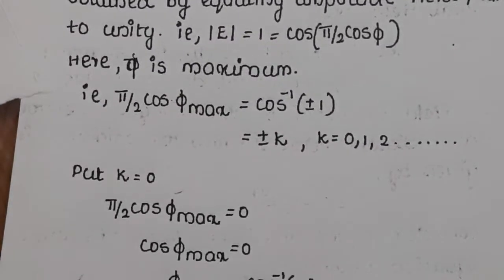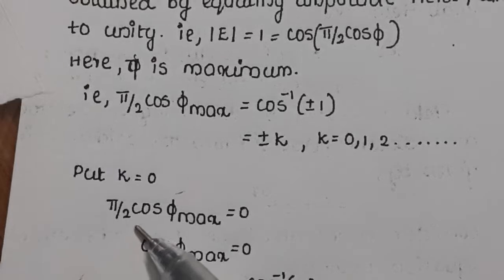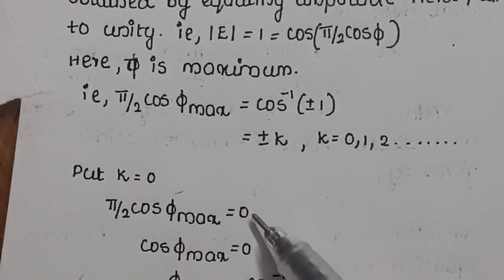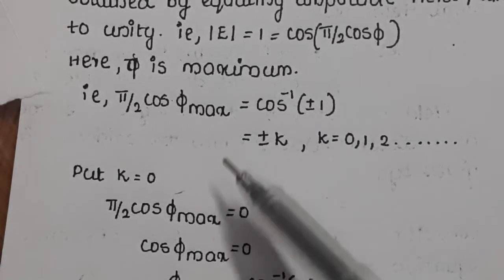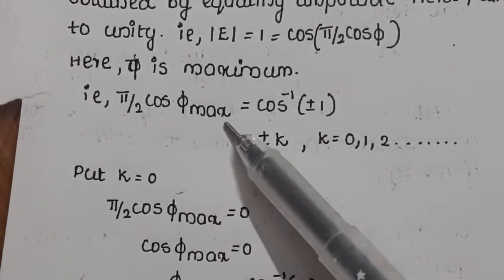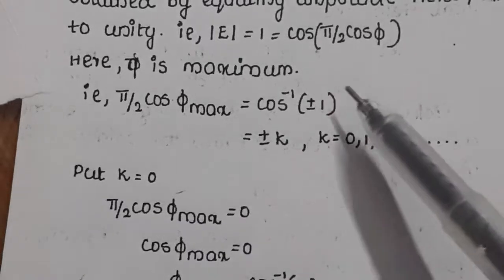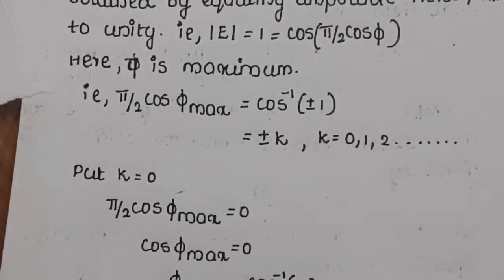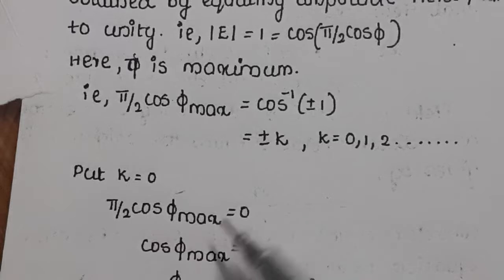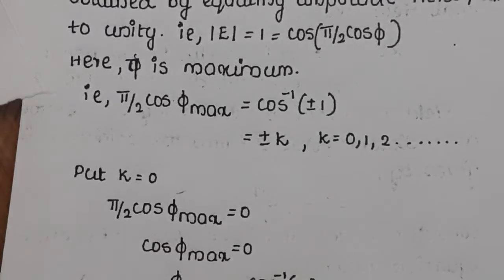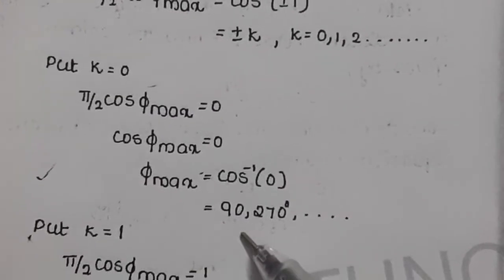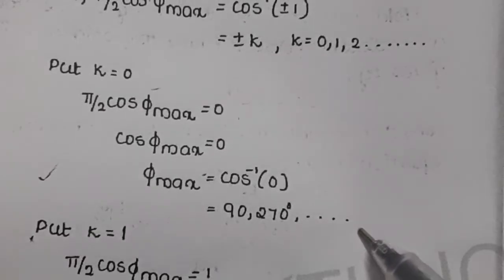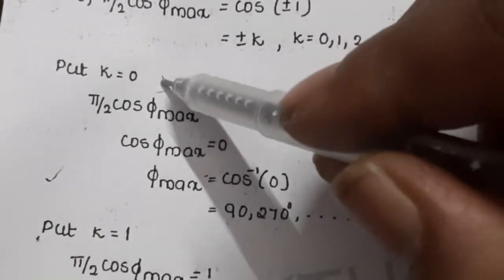Then what do we get for the maximum? Here pi by 2 cos phi max is equivalent to 0, because we take the 0 value. Therefore cos phi max equals 0, phi maximum is equivalent to cos inverse 0, then the maximum value is attained at 90 degrees and 270 degrees when we put k equal to 0.